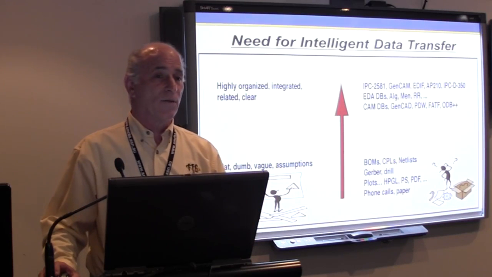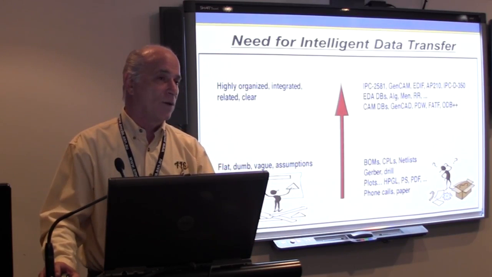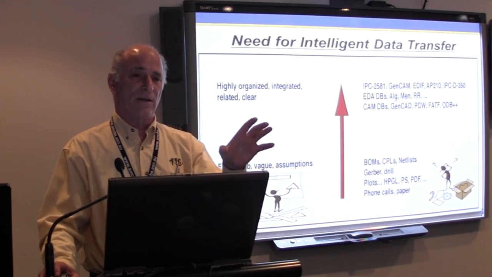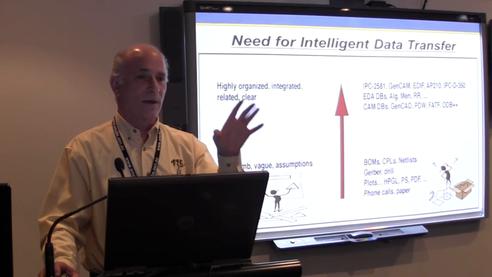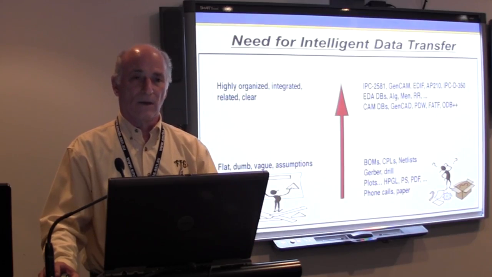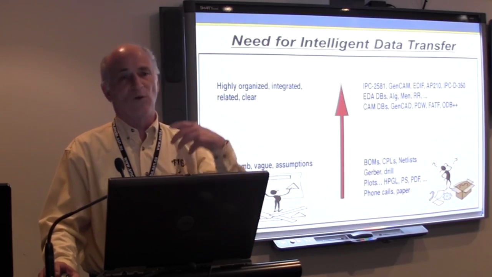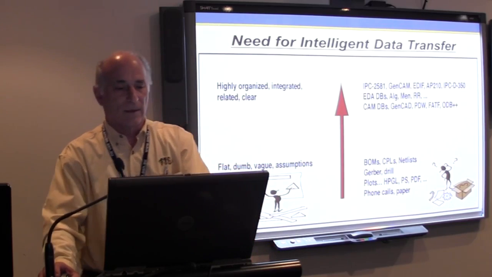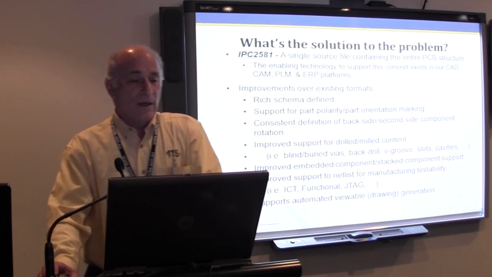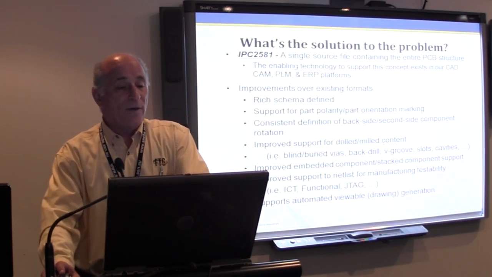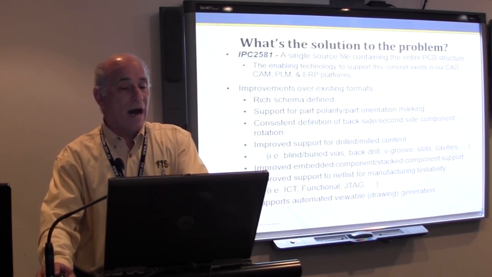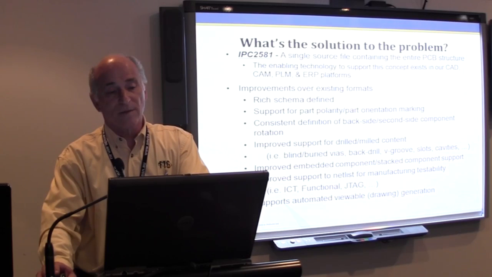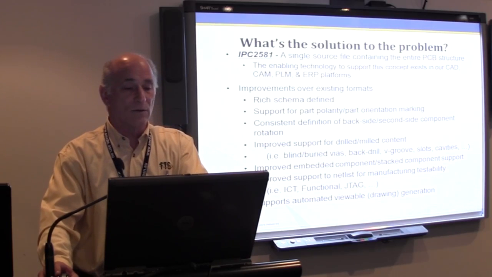What's nice about it, it's good for archiving your product for long term. Everything that's necessary to build that product would be in this archived file. So you can bring it back 20 years from now and duplicate what you had to do, as long as the materials and components are still available, obviously. So, what's the solution to the problem? The 2581 is a single source file containing the entire PCB structure. Everything from parts, as the ERP systems, CAD data, CAM data, models, you name it.